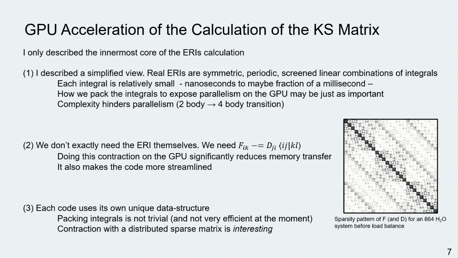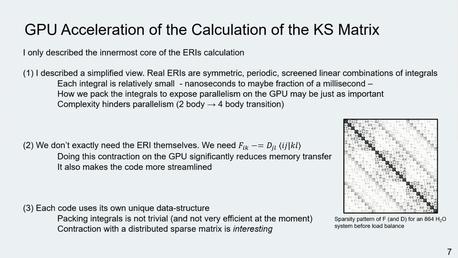Yeah. So now, anyway, I only described the innermost core of the calculation of the electronic repulsion integral. It's a bit of a simplified view, because you have to consider that real integrals are symmetric, as in you can do some permutation on the order of the atoms and get the same values. So we need to account for that to essentially skip some calculations when possible.